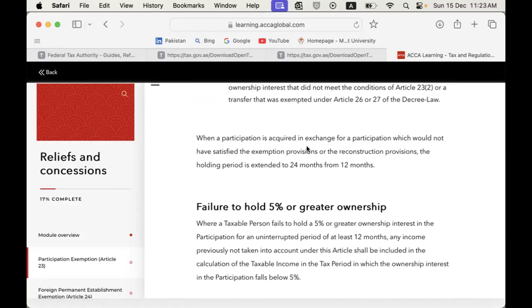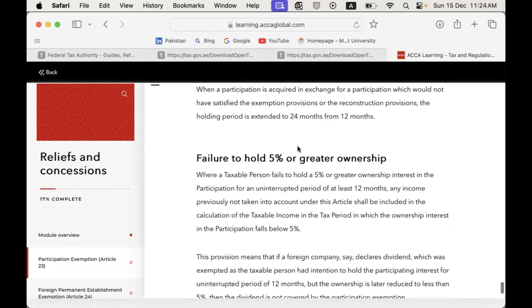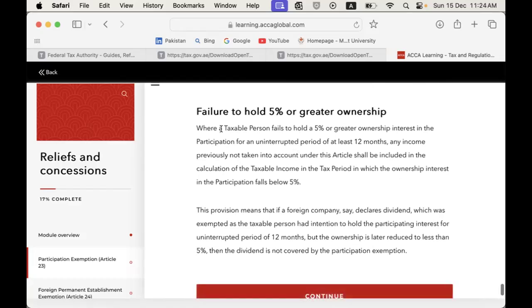When a participation is acquired in exchange for a participation which would not have satisfied the exemption provisions, the holding period is extended to 24 months from 12 months. So in such a case, qualifying group or restructuring, the time duration is not 12 months but 24 months. Holding of the shares must happen for 24 months of uninterrupted period.